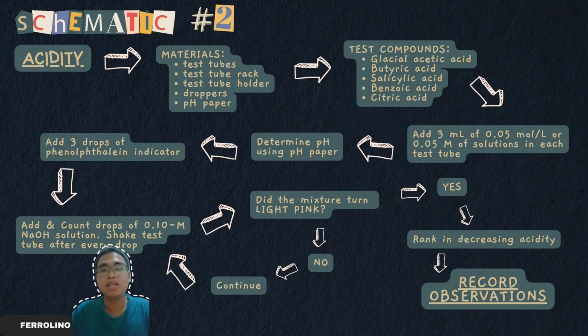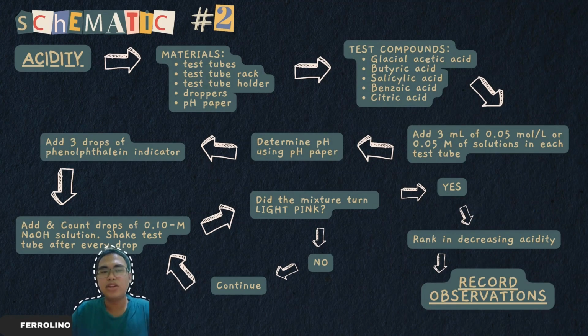In this experiment on acidity of carboxylic acids, we prepared 0.05 moles per liter solutions of glacial acetic acid, butyric acid, salicylic acid, benzoic acid, and citric acid. We then added 3 milliliters of each solution to each test tube and determined their pH using the pH paper. The pH values were then recorded on the datasheet.